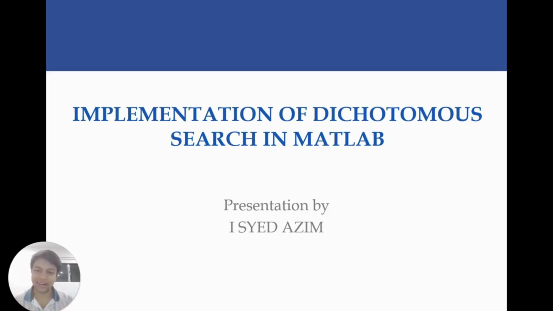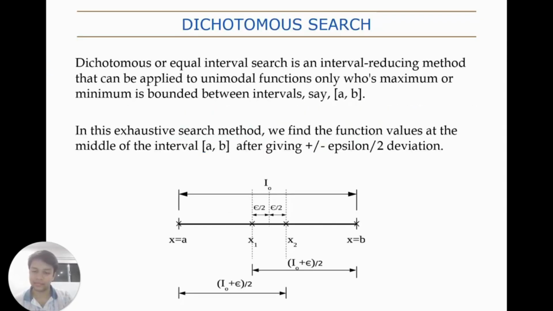Hello everyone, let's discuss the implementation of dichotomous search in MATLAB. Dichotomous search, as the name implies, is an equal interval search, which is an interval reducing method and can be applied only to unimodal functions. This cannot be applied to multimodal functions, which have many maxima or minima.